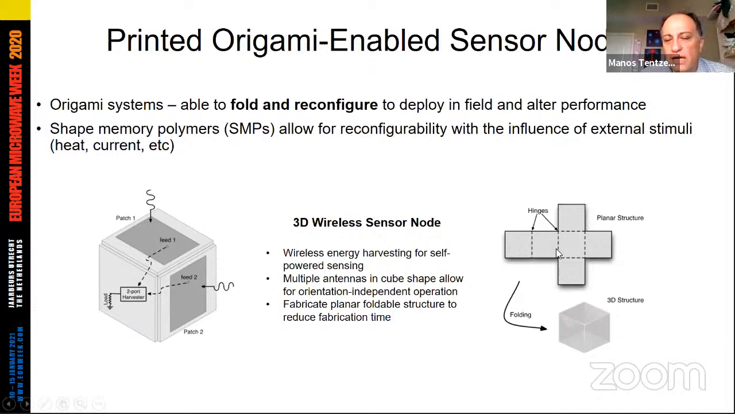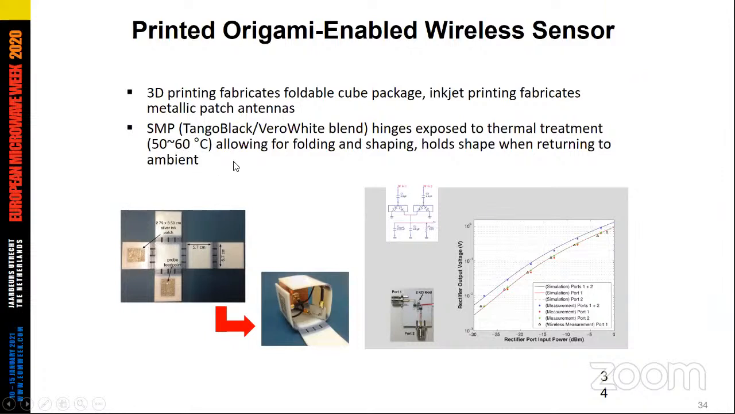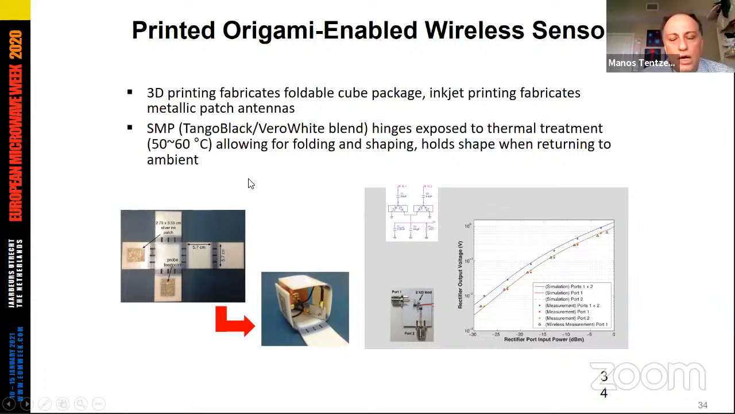So instead of having blocking effects, if you place a metal on top of these two sides, here you have two sides perpendicular to each other, very minimal blocking, and taking advantage of multipath propagation. Again, it's simple. You could print hinges here that would allow it to fold. And then even with thermal treatment, 50, 60 degrees, you could fold and unfold repeatedly to come up with some shape you would like.